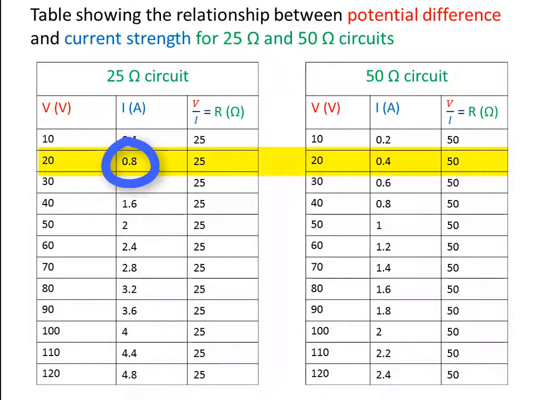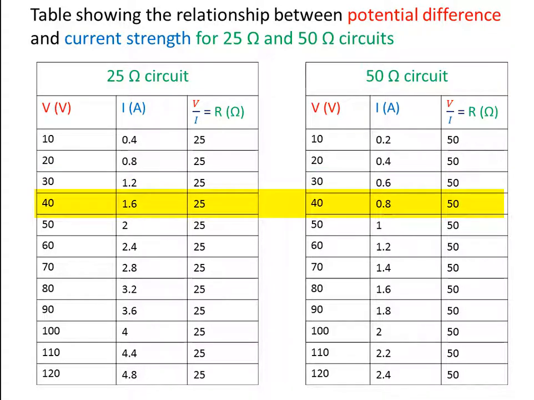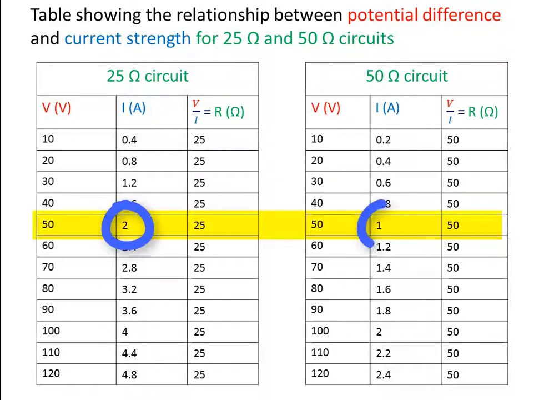The current strength is higher through the less resistant circuit, and since the less resistant circuit is half as resistant, the current strength through it is double what it is through the 50 ohm circuit. For 30 volts, 1,2, which is double 0,6. For 40 volts, 1,6, which is double 0,8. For 50 volts, 2, which is double 1, and so on.